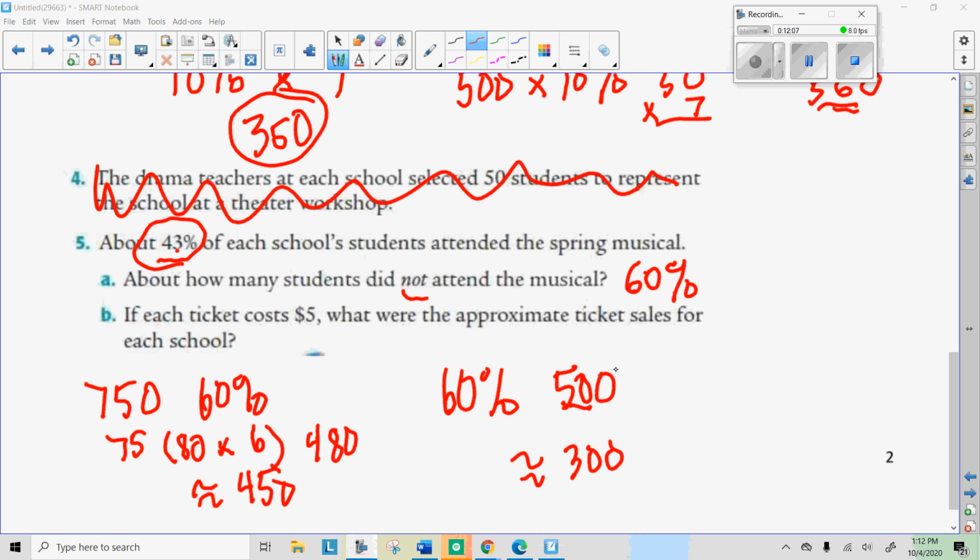So here's what I got. So 10% of 500 is 50. Multiply that by 6 because we want 60%, and that comes to 300. All right.